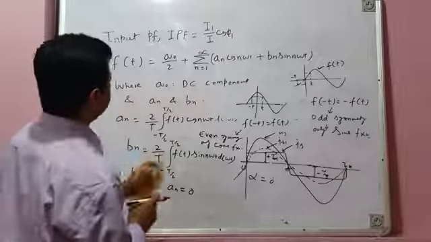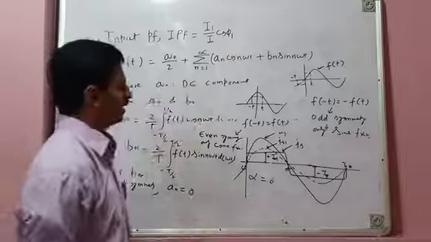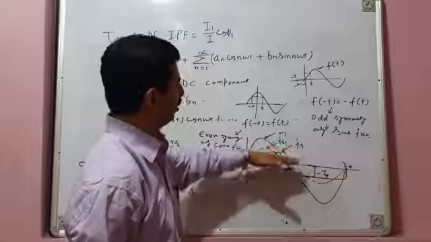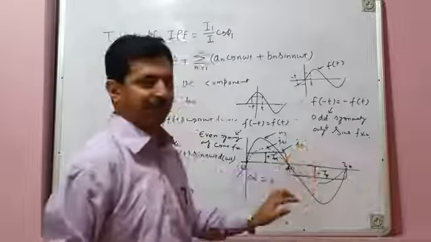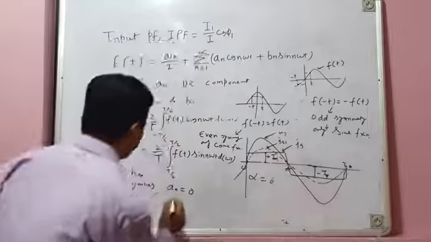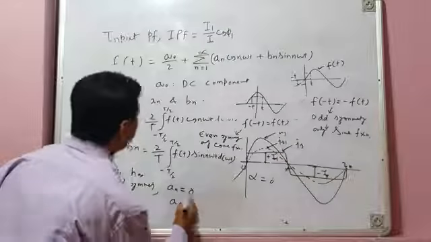I will also write, see, a0 is the DC component. DC component means your waveform is shifted upward or downward, and it's not like that. Plus ID is exactly equal to minus ID. So there is no DC component. Therefore, since there is no DC component, a0 is also 0.